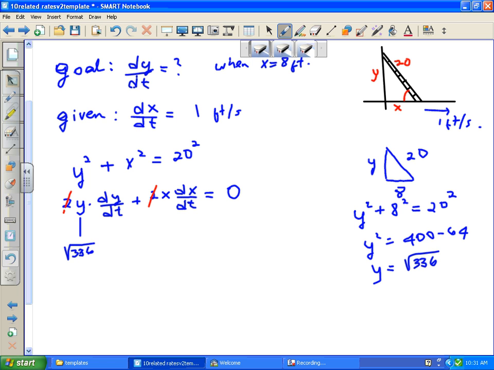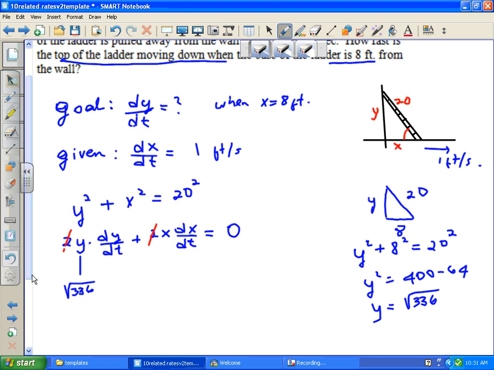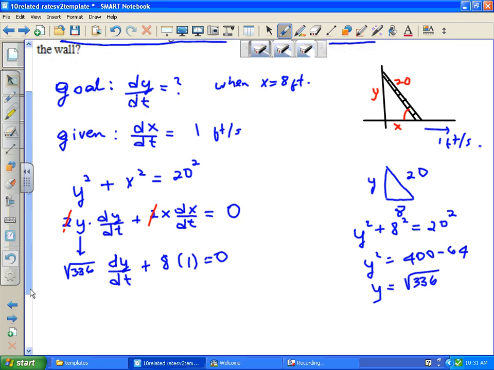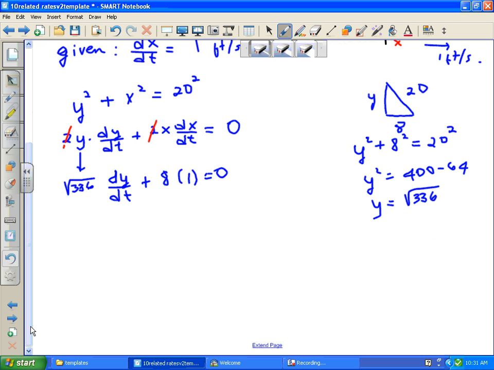How about dy dt? Do we know what that is? That's what we're trying to find, so it's okay to keep it as such. Just keep it as dy dt in your equation. Plus, x is given as 8, and dx dt was 1. So the only unknown now is dy dt, and we can solve for it, right? I will subtract 8 from both sides and divide by root 336.